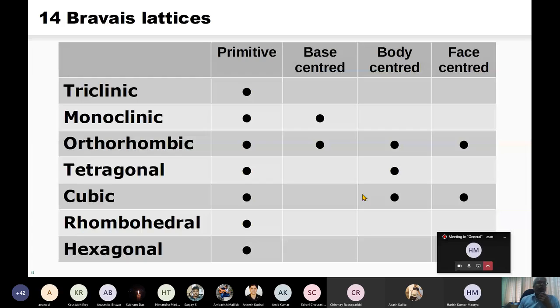Okay, quickly. Now, how do you get Bravais lattices? Remember, we talked about centered lattices in 2D, and here, because we are talking about stuff in 3D, we get centers at the base.